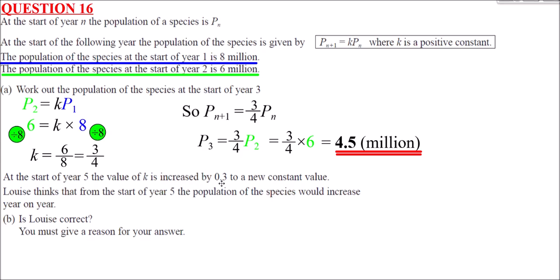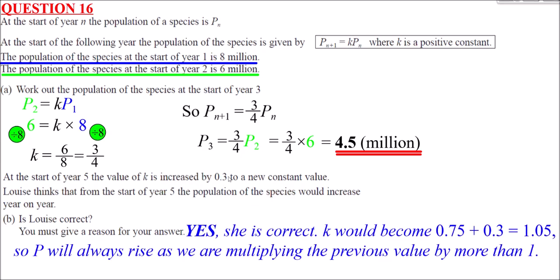However, if we now take our initial k, which was 3/4 or 0.75, and add 0.3 onto it, then what would happen here is that would become 1.05. So is Louise correct? Yes, she is. Because k had become something greater than 1, so p will always rise as we're multiplying the previous value by more than 1. There's a few different ways you could word your explanation for part B to still get full marks. This is just how I'd word it, something along those lines.